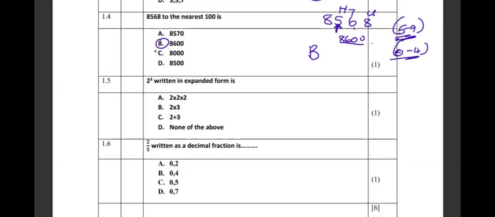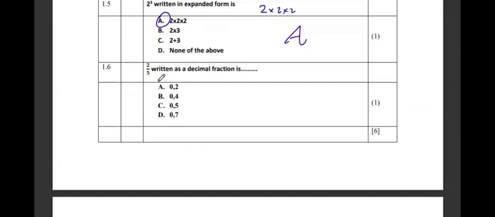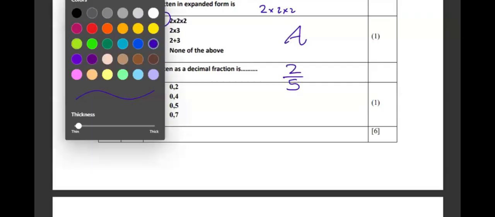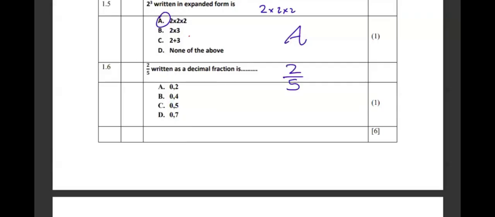So 2 to the 3, written in expanded form, is going to be 2 times 2 times 2, which is option A. Then 1.6, how do we write 2 over 5 as a decimal fraction, okay? Now remember in grade 7, when you're writing decimal fractions, the target is to create a denominator of 10, 100, or 1,000. So times 2 will bring about a 10 here. So that's the same as 4 over 10, which is 0.4. So B is the correct option there. Okay, so 6 marks for section A there.